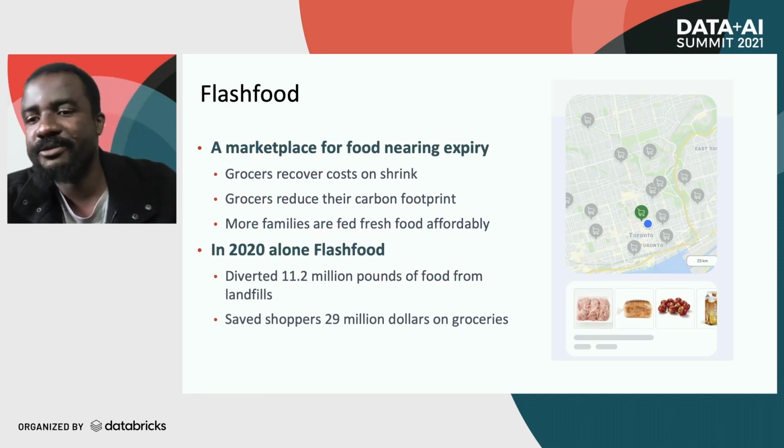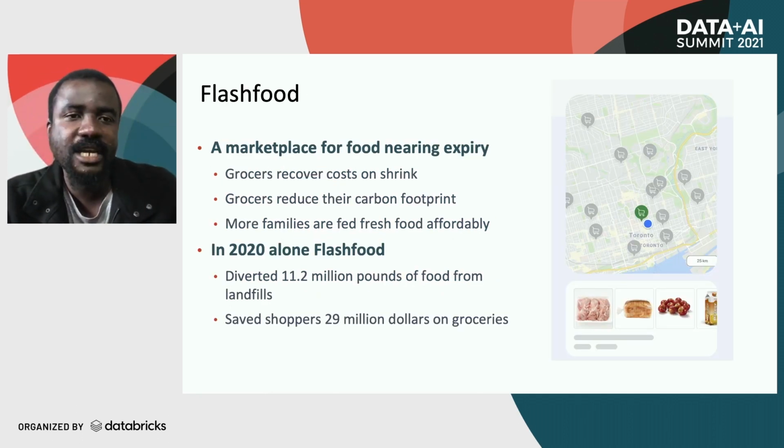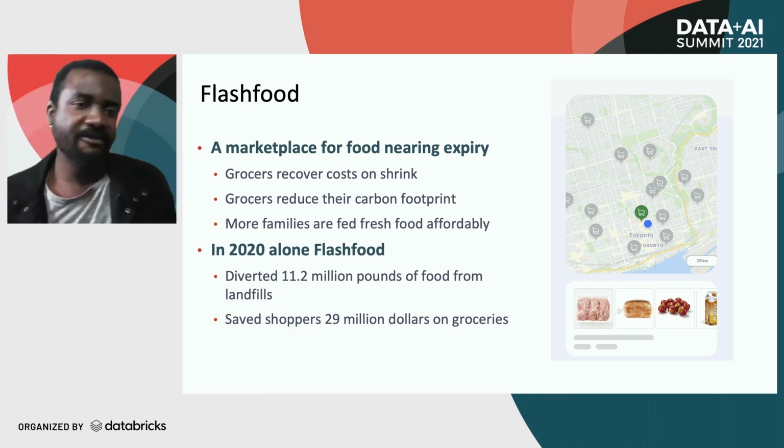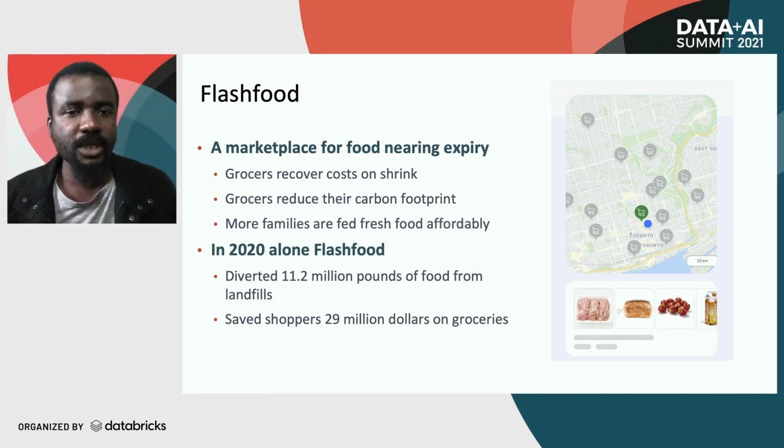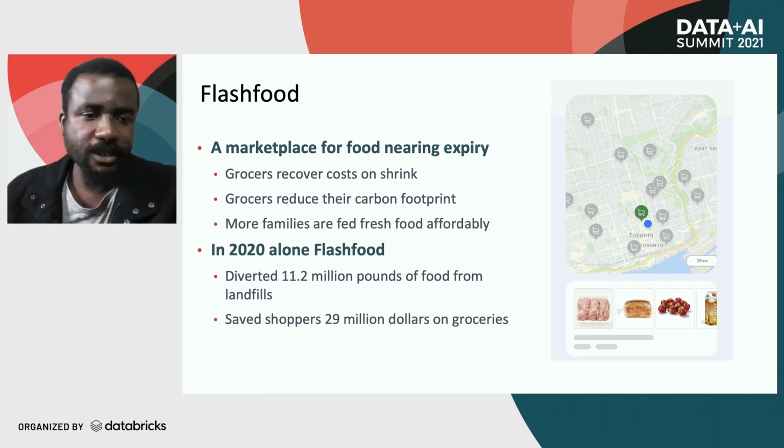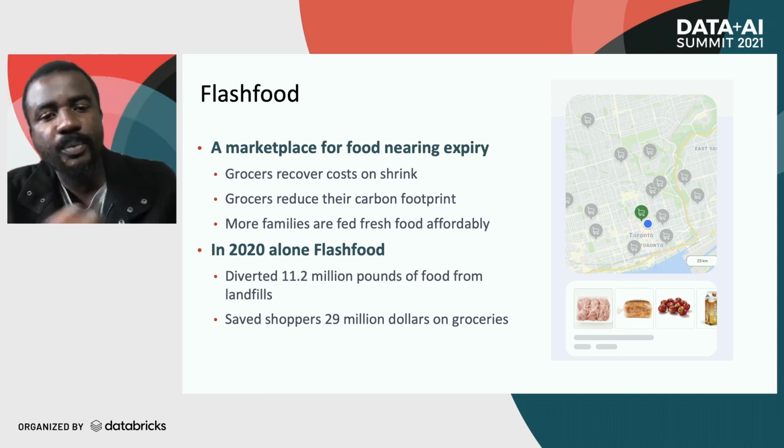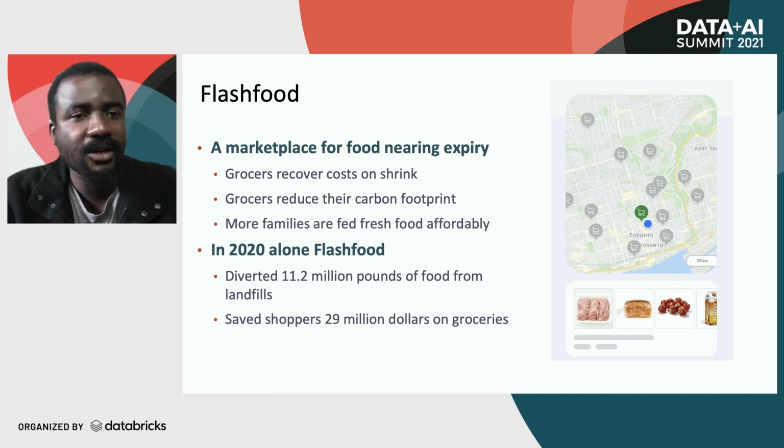So this is where Flashfood comes in. Flashfood is basically a marketplace for food nearing expiry, where we give grocers the ability to recover costs on shrink. We also provide them with the ability to reduce their carbon footprint, while at the same time feeding more families affordably with fresh food. In 2020 alone, we diverted about 11.2 million pounds of food from the landfill, thereby saving shoppers $29 million on groceries.